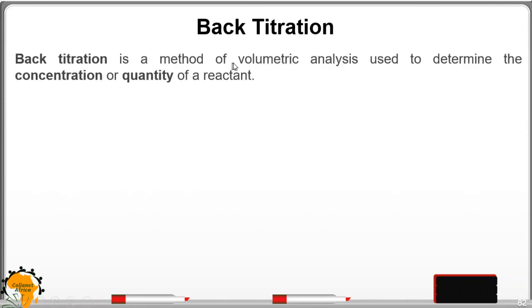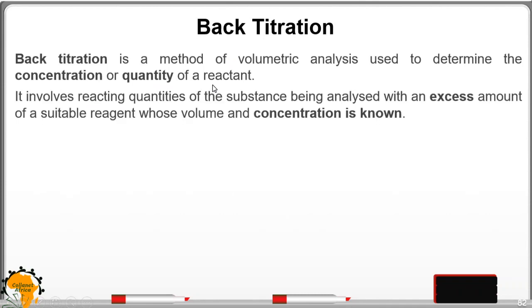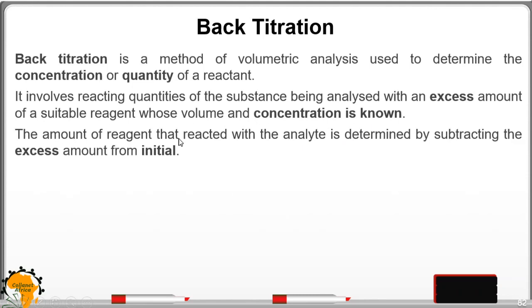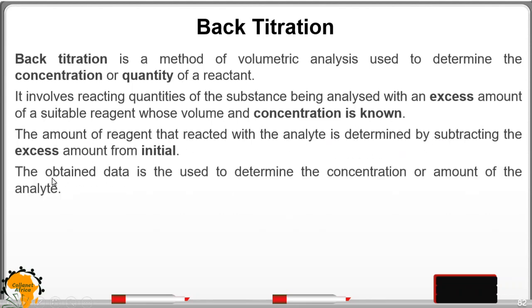Back titration is a method of volumetric analysis used to determine the concentration or the quantity of a reactant. It involves reacting a quantity of the substance being analyzed with an excess amount of a suitable reagent whose volume and concentration is known. The amount of the reagent that reacted with the analyte is determined by subtracting the excess amount from the initial. The data obtained is then used to determine the concentration of the analyte.